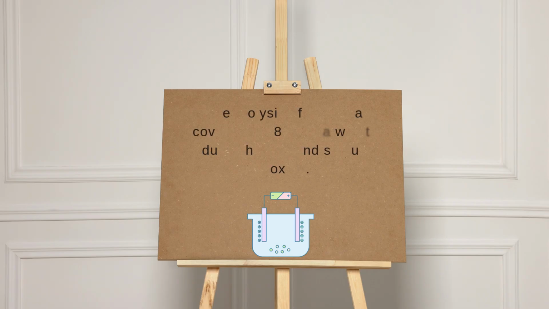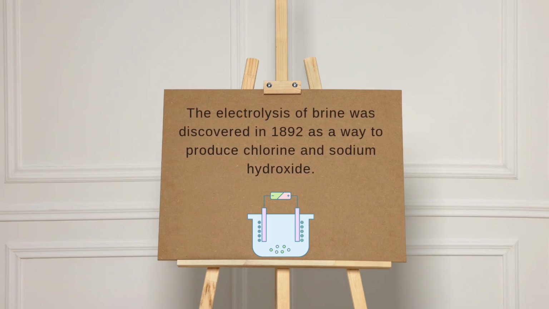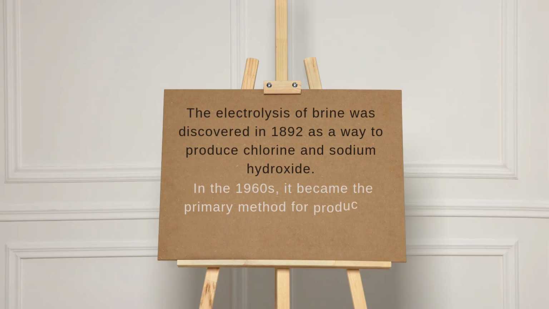The electrolysis of brine was discovered in 1892 as a way to produce chlorine and sodium hydroxide. It became the primary method for producing these chemicals during the 1960s.